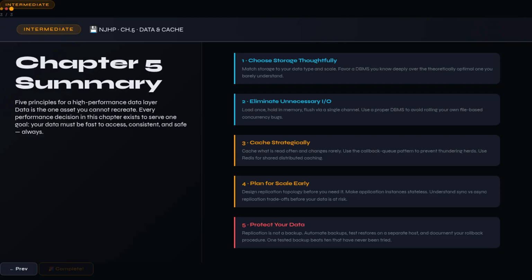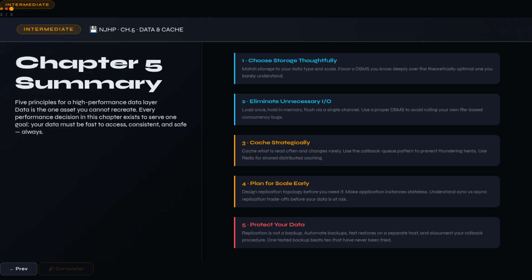The first principle is, choose your storage thoughtfully and early. Files work for tiny datasets, but a real DBMS is almost always the right answer for production applications. Prioritize scalability and consistency over raw speed when making that choice. And remember, deep familiarity with one good tool beats shallow knowledge of many perfect tools. The second principle is, eliminate unnecessary I/O. Every disk read or database query that can be avoided should be avoided. Load data once at startup where possible, hold it in memory, and flush changes through a single coordinated write channel. When that is not enough, bring in a proper DBMS.